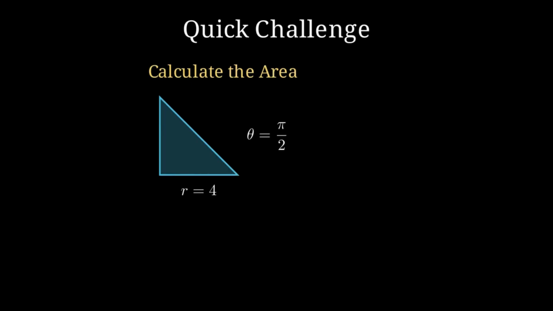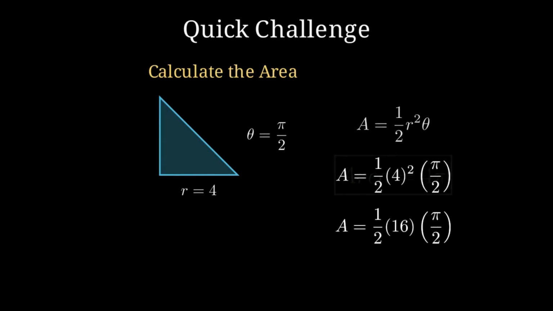Here is a quick challenge: find the area of a sector with a radius of 4 and an angle of pi over 2. Squaring 4 gives 16, half of that is 8. Multiplying 8 by pi over 2 gives a final area of 4 pi.